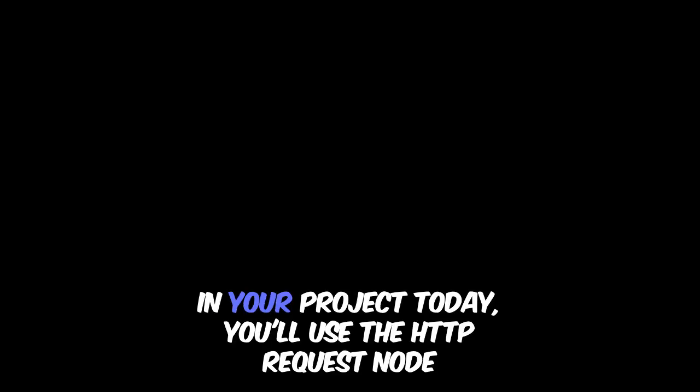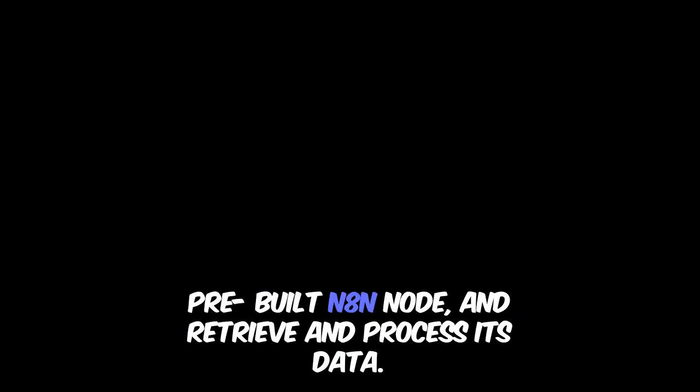The HTTP request node is your passport to the entire internet. With it, you can connect n8n to any service, any data source, any platform. This skill alone dramatically expands what you can automate. In your project today, you'll use the HTTP request node to connect to a public API that doesn't have a pre-built n8n node and retrieve and process its data. Let's get connecting.